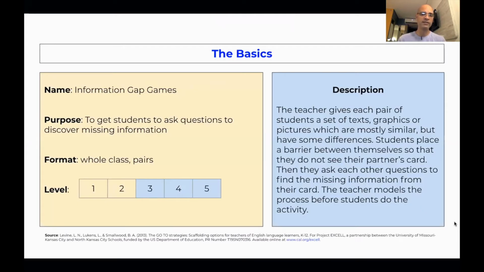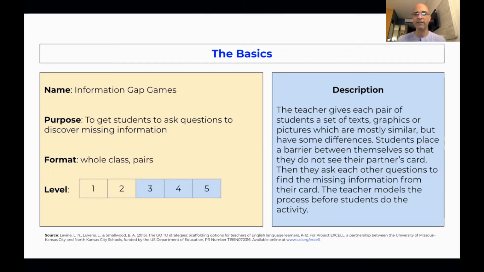So the idea here is to get students to find missing information, to ask questions, to get the missing information that they need. So it can be done in pairs or as a whole class. Usually you need students to be able to ask questions to participate in such an activity. So you want students, maybe a level 2, but for sure levels 3, 4, and 5, which is intermediate, pre-advanced, and advanced. Roughly speaking.